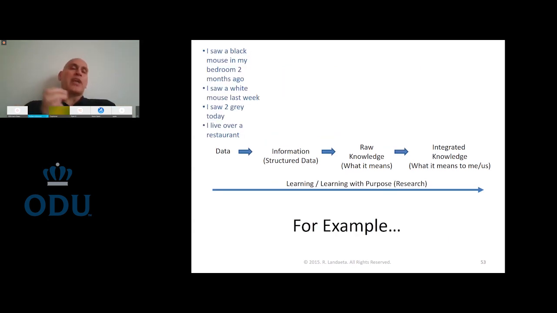So here's some example. I saw a black mouse in my bedroom 2 months ago. And again, this is hypothetical. I don't have mice in my house. So I saw a black mouse in my bedroom 2 months ago. I saw a white mouse last week. I saw two gray today, so black, white, gray. And I live over a restaurant. So that's pure data. And you see, it seems like they are not related, right?